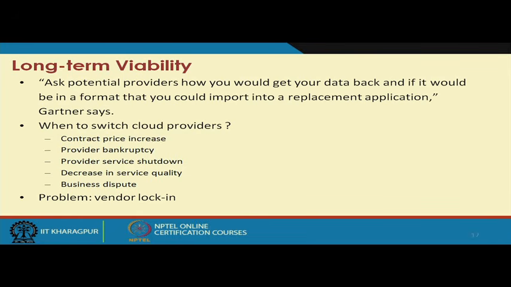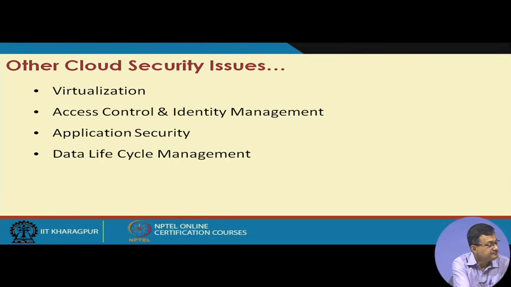So, with a particular provider the consumer gets locked in, and it is very difficult to recover from that lock-in phase. So, these are the major Gartner issues. There are a few more issues which are critical: virtualization, access control and identity management, application security, and data life cycle management, right.